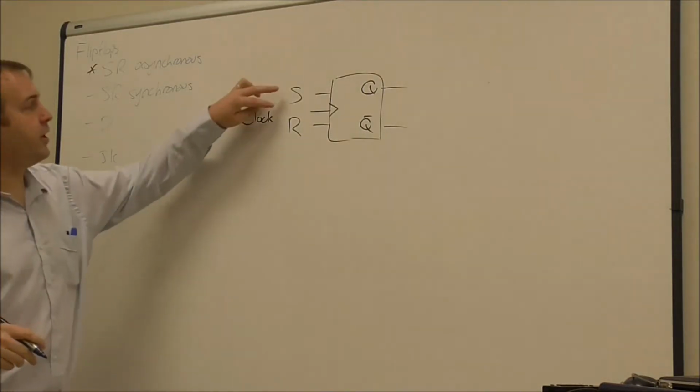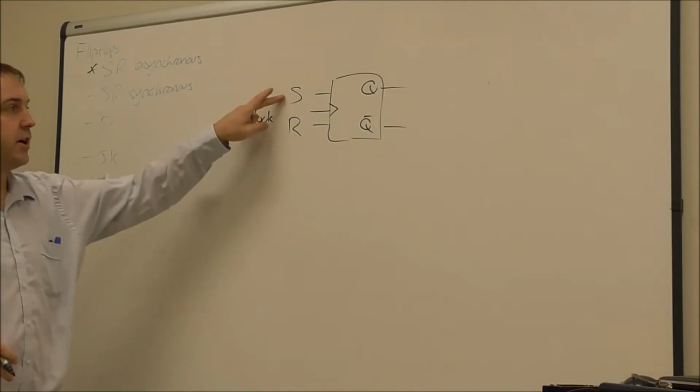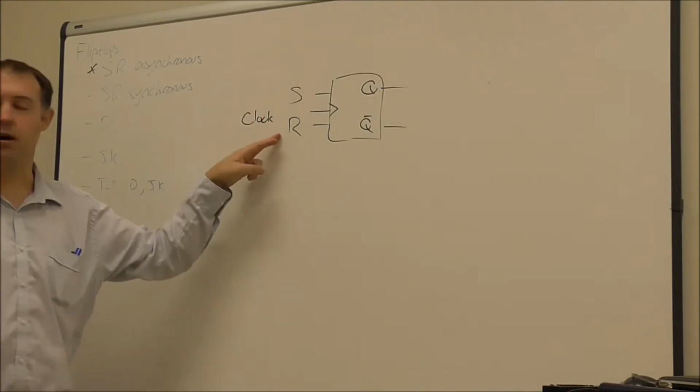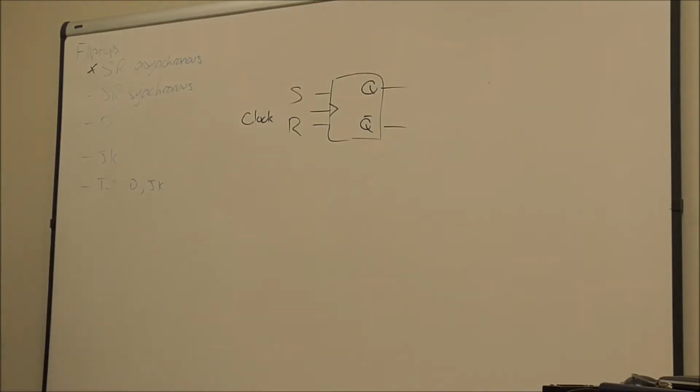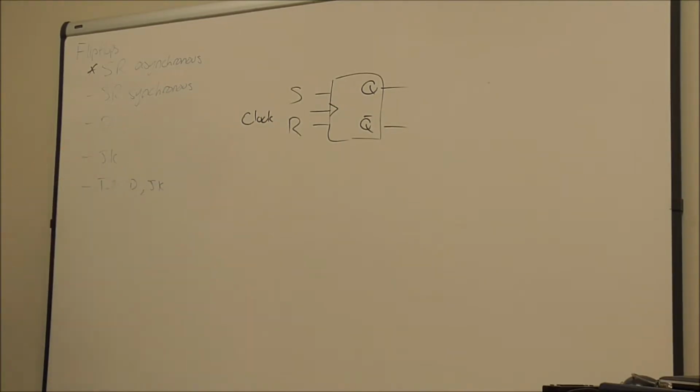So the truth table for the S and the R, controlling it, is the same, okay? So we still have, when S is high, Q goes high. When R is high, Q bar goes high. And you still cannot have both S and R high at the same time. However, the clock pin controls when that changes, okay? Now the best way to show that is with a timing diagram.